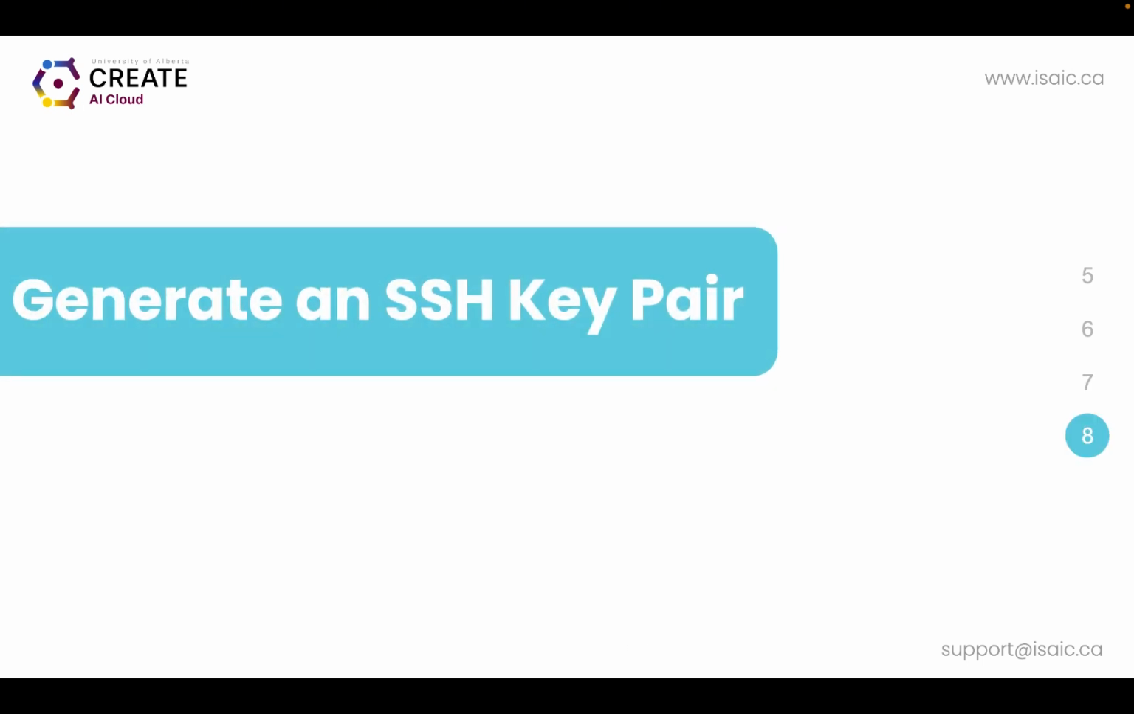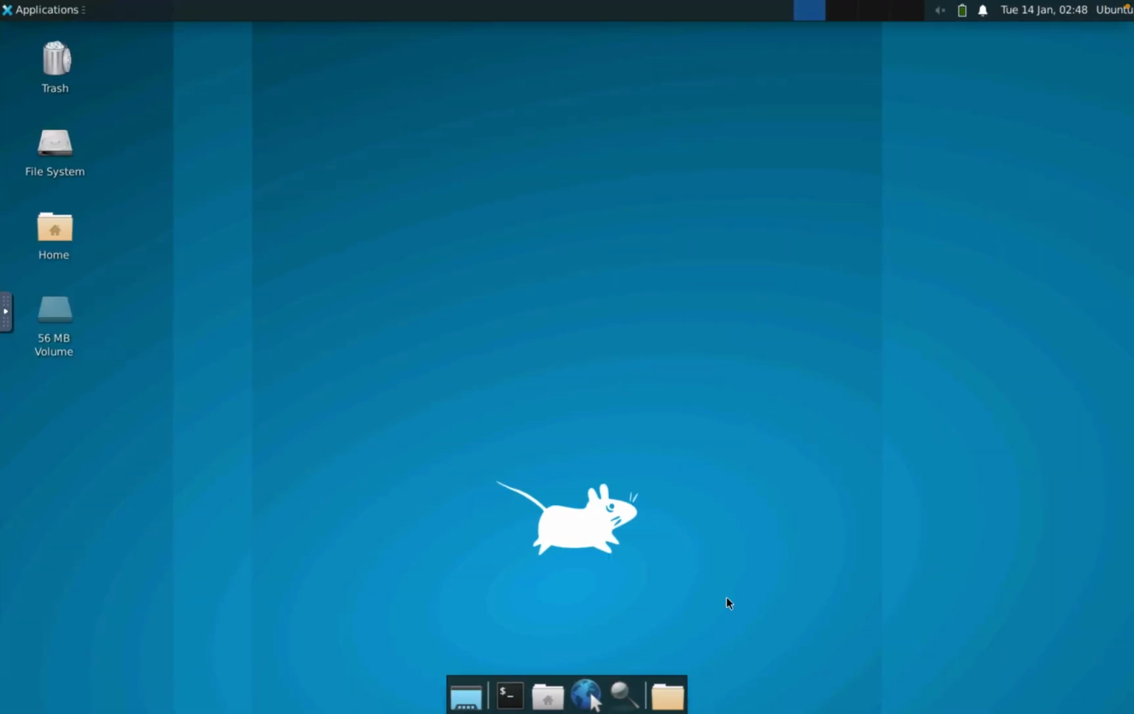Alright, now that everything is set up, let's move on to actually generating our SSH key pair on Linux. First, I will show you how to check if an SSH key already exists, so we don't accidentally overwrite it. First, I will open a terminal.